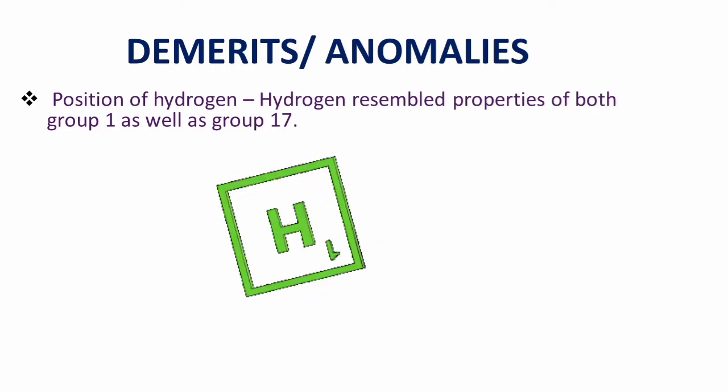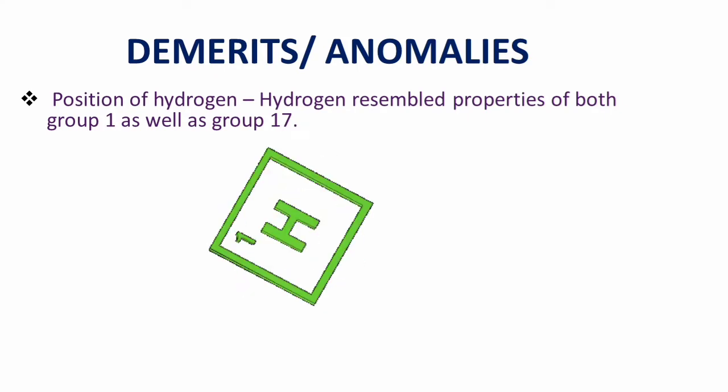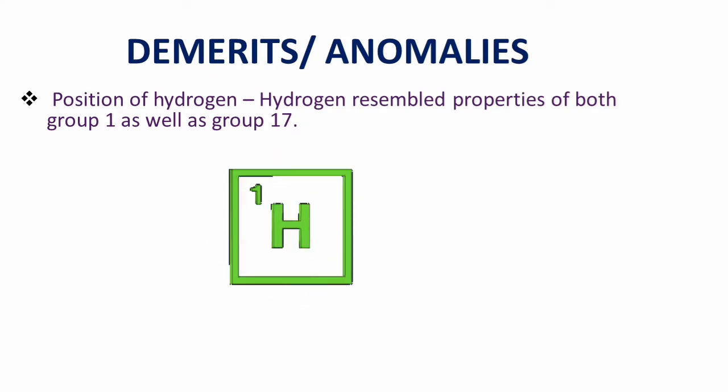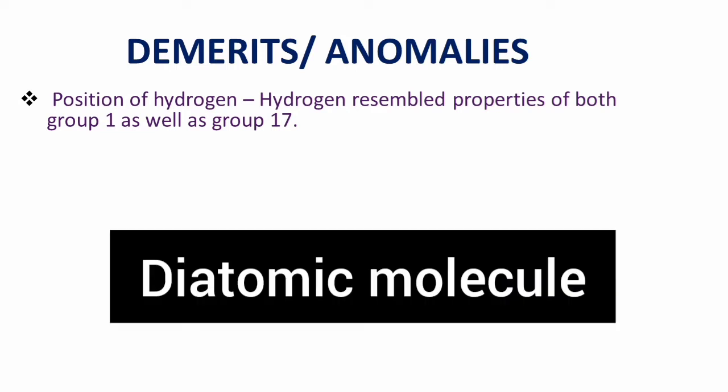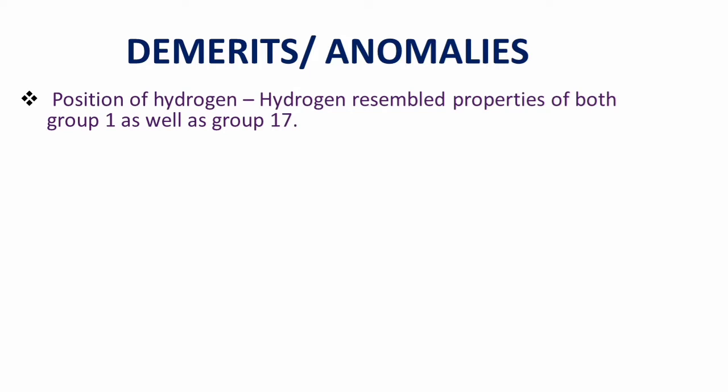At the same time, some of the properties of hydrogen were similar to those of group 17, that is halogens. Similar to halogens, hydrogen can also be found in the form of a diatomic molecule. Thus, Mendeleev's periodic law was unable to place hydrogen in the correct position in the periodic table.